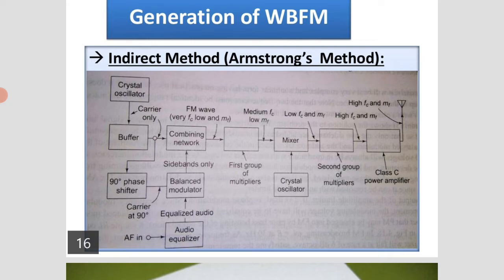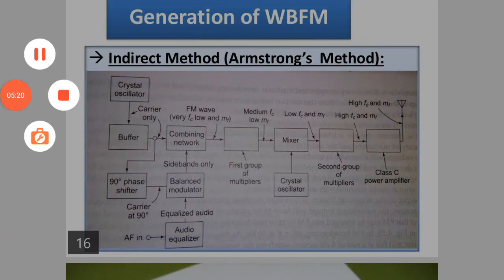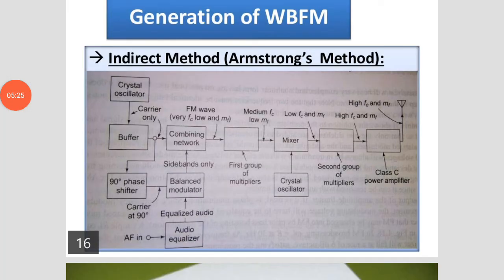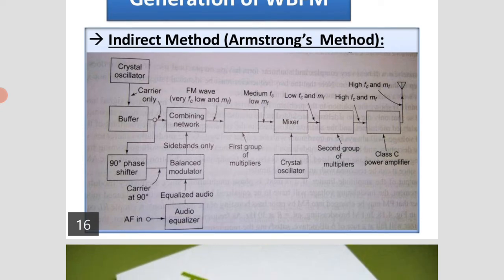Firstly, the crystal oscillator only passes a carrier signal to the buffer. After that, the buffer buffers the oscillating frequency. The combining network output is an FM wave, where the carrier frequency FC is low and the modulating frequency is FM, which are combined at the combining network. The output is a medium carrier frequency and modulating frequency. The mixer output is a low FC and modulating frequency.